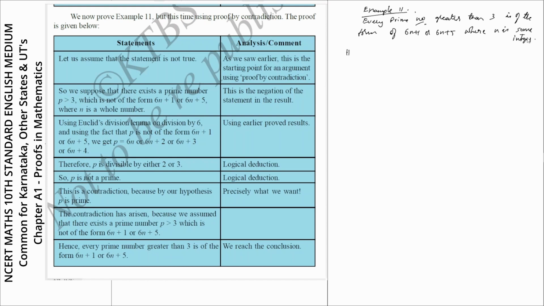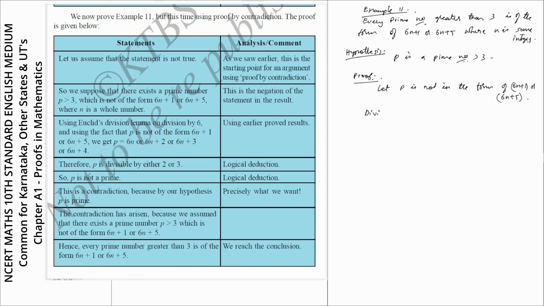Okay, so I'll write the hypothesis. The hypothesis is that P is a prime number greater than 3. Now I should prove that P is in the form of 6n plus 1 or 6n plus 5, but instead I'll assume that P is not in the form of 6n plus 1 or 6n plus 5. So proof: let P be not in the form of 6n plus 1 or 6n plus 5.